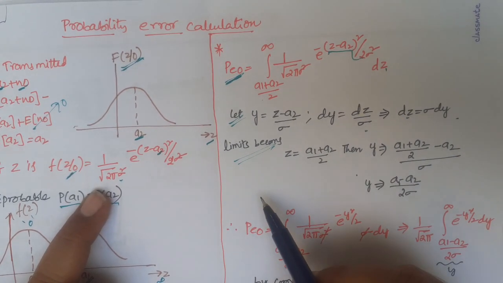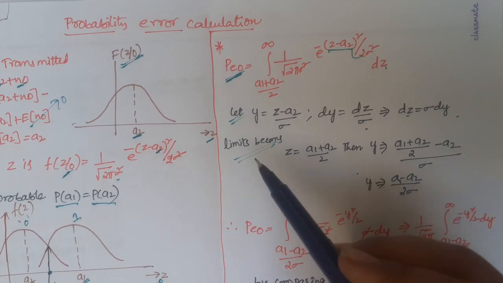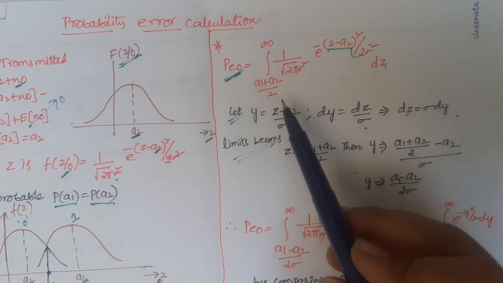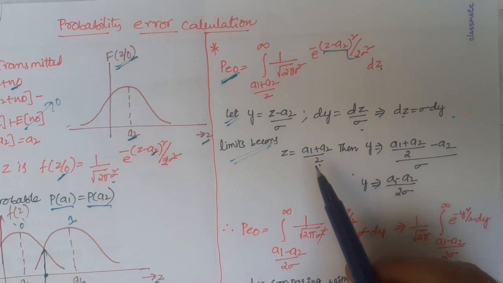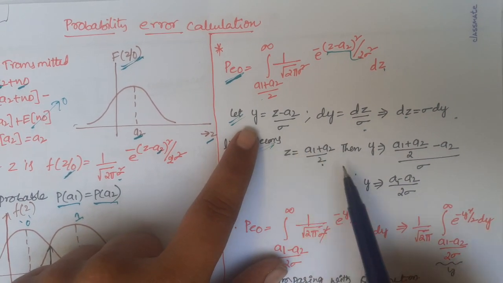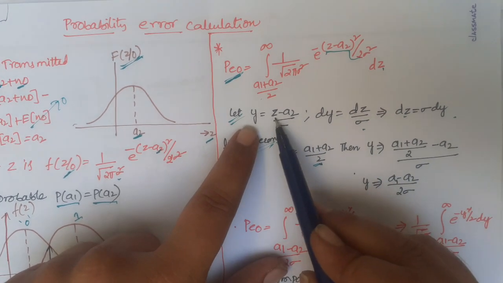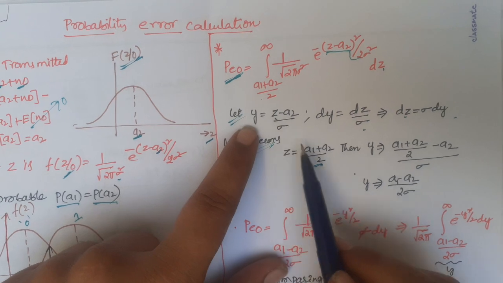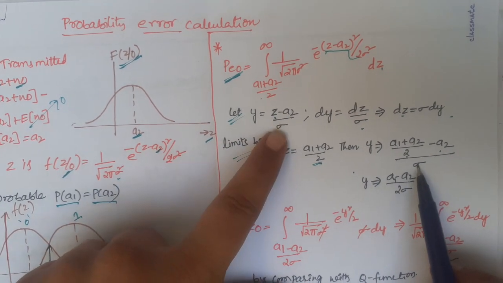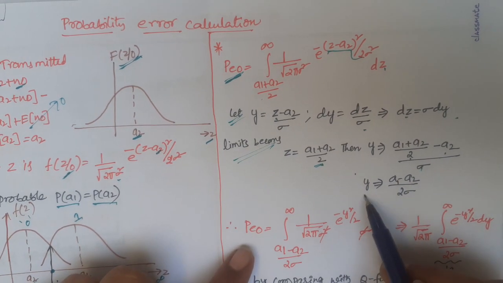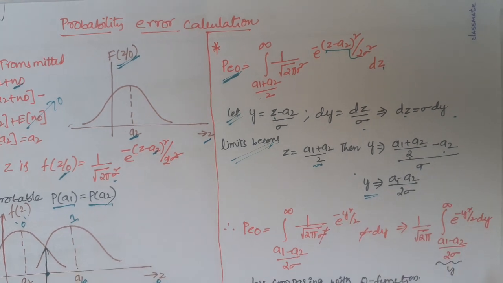Limits become, so here I want to substitute the limits. The first limit is (a1 plus a2) by 2. By putting z is equal to (a1 plus a2) by 2 in this equation, so y is equal to, by putting the z value in y, z minus a2, z is equal to (a1 plus a2) by 2 minus a2, by sigma. So by doing this, y is equal to (a1 minus a2) by 2 sigma, right?